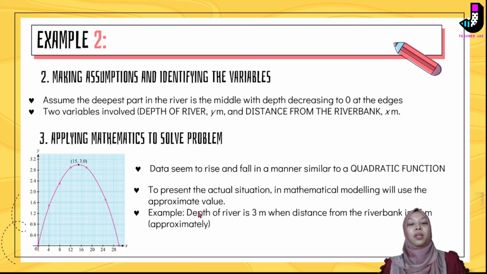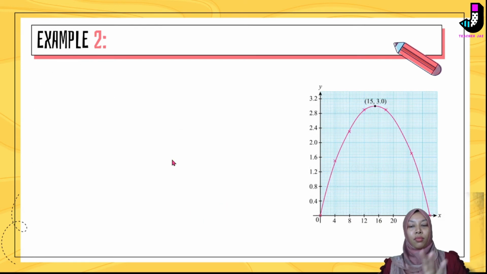For example, the depth of the river is approximately 3 meters when the distance from the river bank is approximately 15 meters. So this is what you get from the data. And from this data, it looks like a quadratic function.